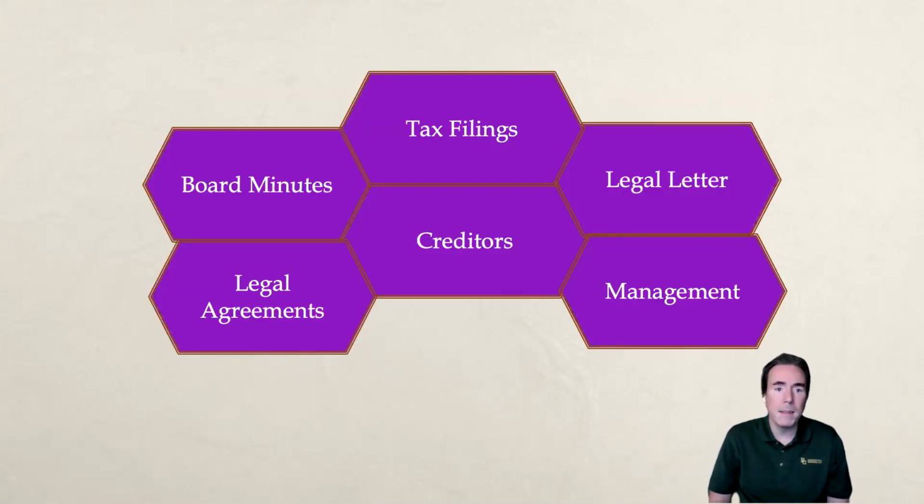We'll read the board minutes. If there's a major lawsuit pending or warranty issues, we'll expect them to be disclosed there. We'll read legal agreements to see if there's penalties or other clauses. We could read the tax filings to see if those have been properly addressed. We might confirm with creditors what the debts and obligations of the company are. We could talk to the client's legal counsel. Again, could be the general counsel or the external counsel.